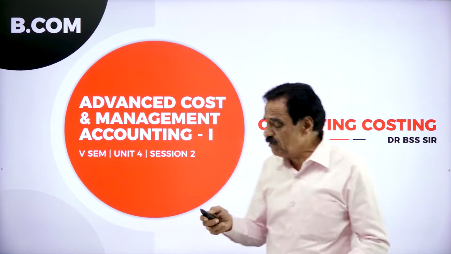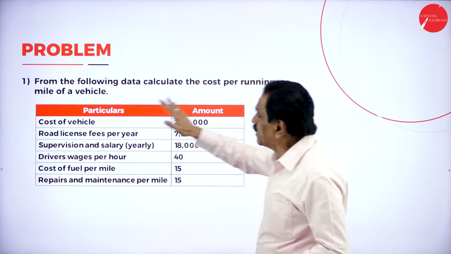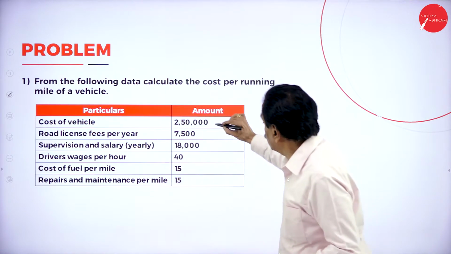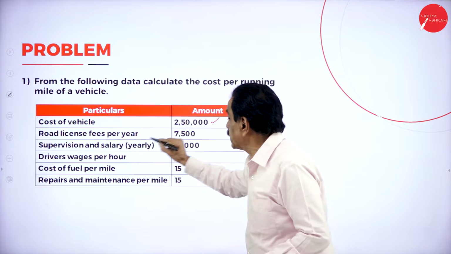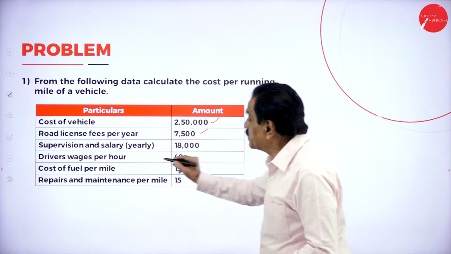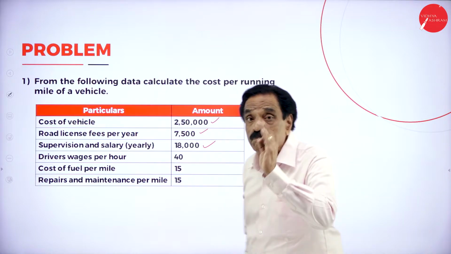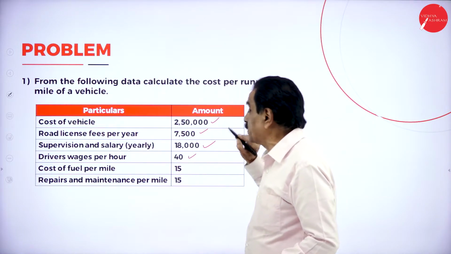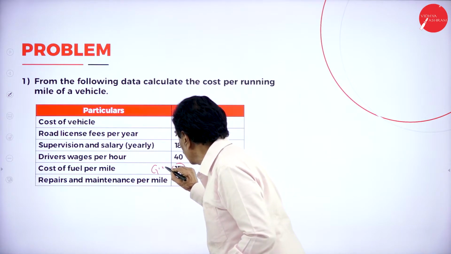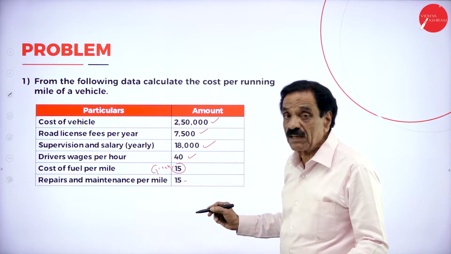We'll move on to the problem now. So this is a problem. From the following data, calculate the cost per running mile of a vehicle. So they want the cost per running mile of a vehicle. The cost of the vehicle is 2,50,000. Road license per year is 7,500. Supervisor comes under fixed. Supervisor is yearly 18,000. Driver wages per hour is 40. Cost of fuel per mile is already given. Repairs and maintenance per mile is given.